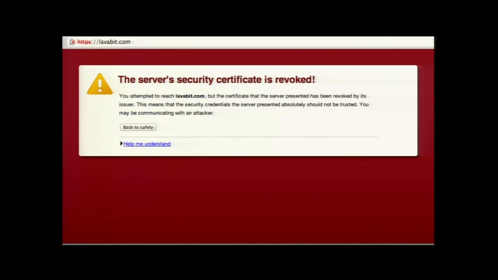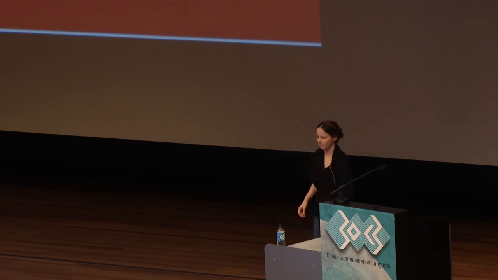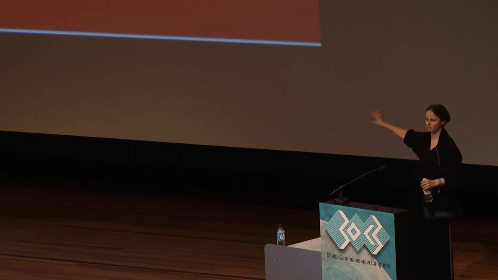As a little footnote, if you try to visit https://lavabit.com now, you get a big warning that the security certificate is revoked, which means that, if nothing else, at least the PKI that we have is working the way that it should. Somebody else had the private keys to lavabit.com, therefore the security of this entire system is compromised, and the CAs recognize that.